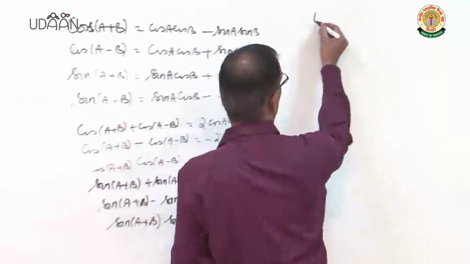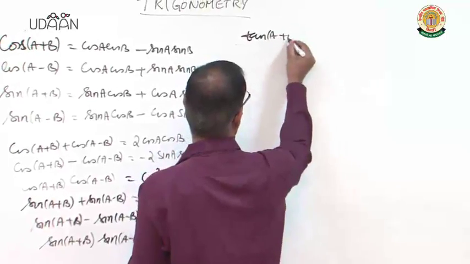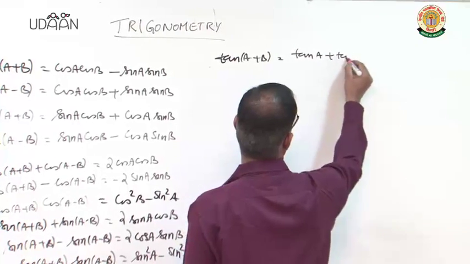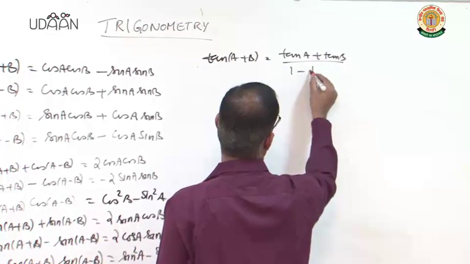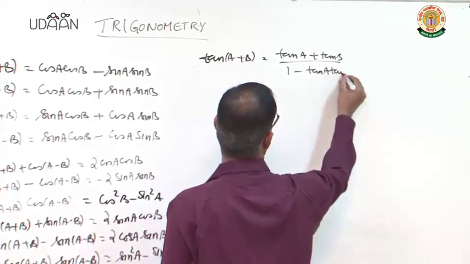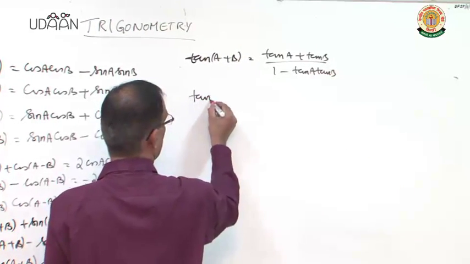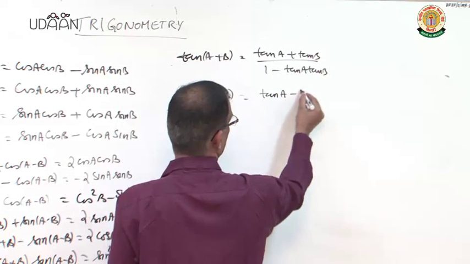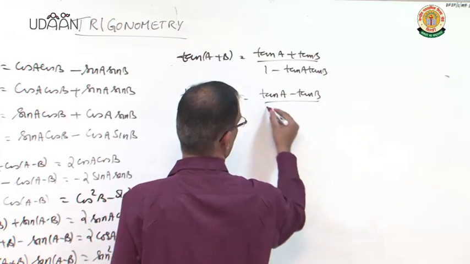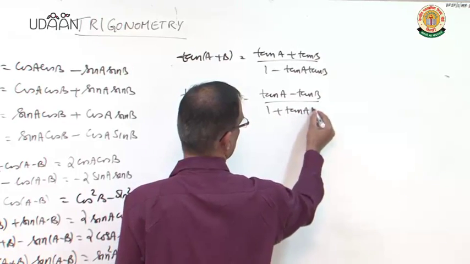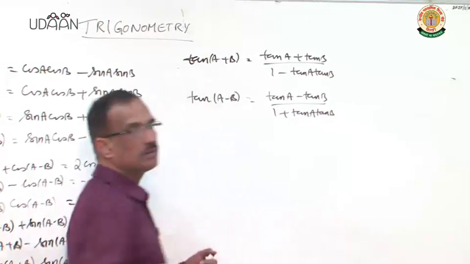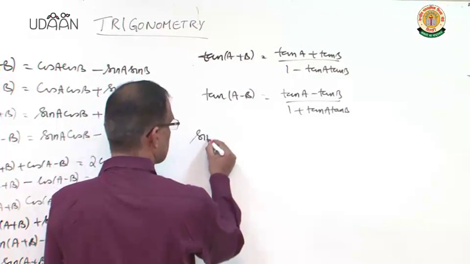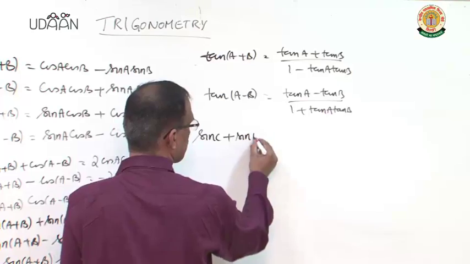Then tan(A+B) is tan A plus tan B upon 1 minus tan A tan B, and tan(A-B) is tan A minus tan B upon 1 plus tan A tan B. These are the formulas.